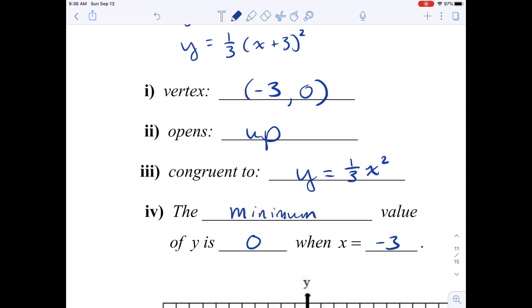It occurs when x is equal to -3. So once again, I'm going to end the video here, but take some time to try and plot that final one by yourself, and use the completed version of the notes to check.